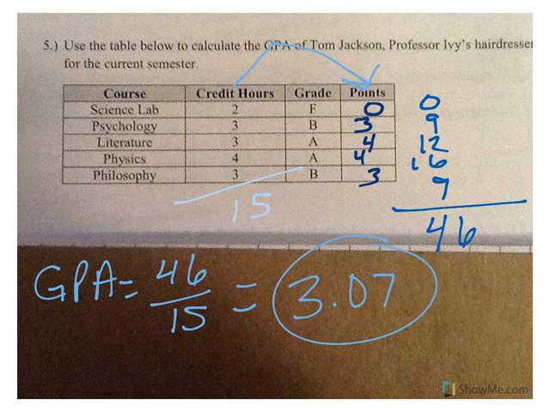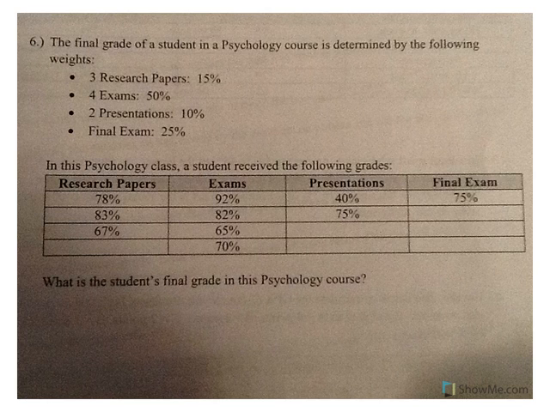Recall that a 3 is a B, so you are averaging greater than a B. Even though you failed your science lab, everything else was good enough, and you had a lot of credits, and that helps also. Last problem.